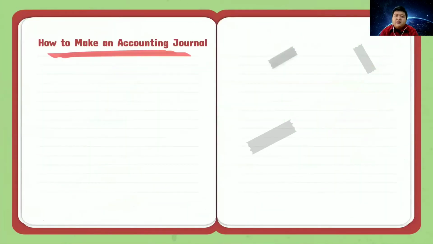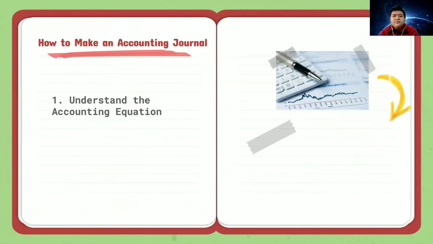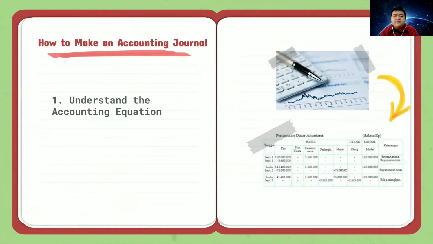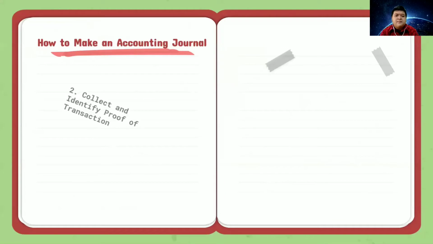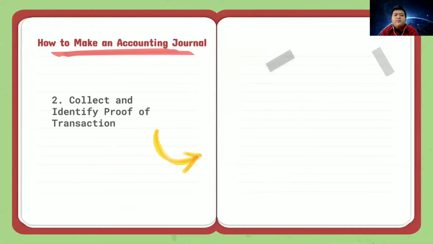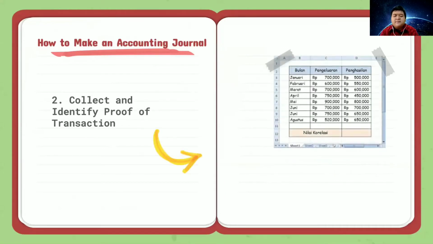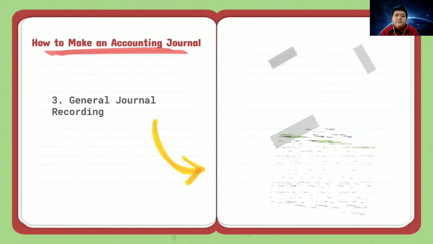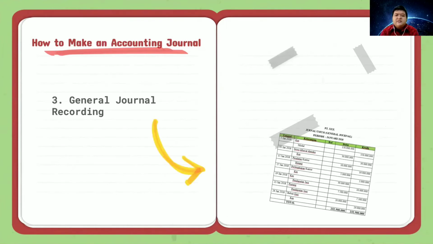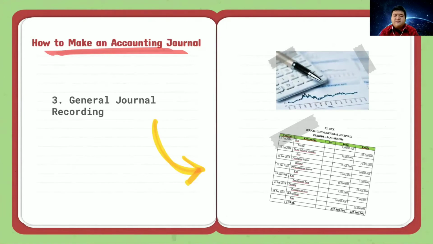How to make an accounting journal? The first, you must understand the accounting equation. The second, collect and identify proof of transaction. And the third, general journal recording. This is a general journal recording process.